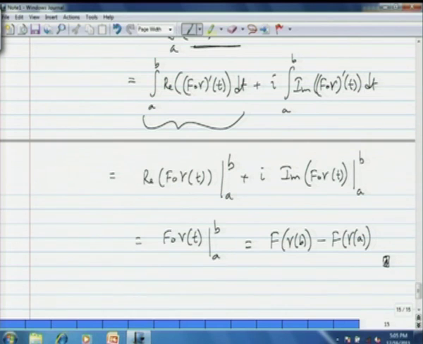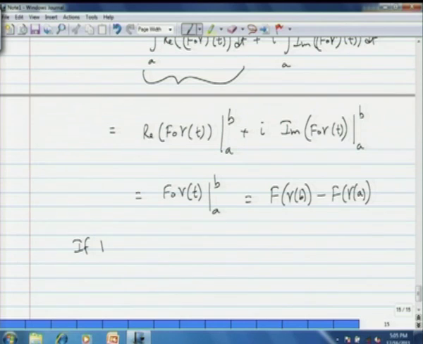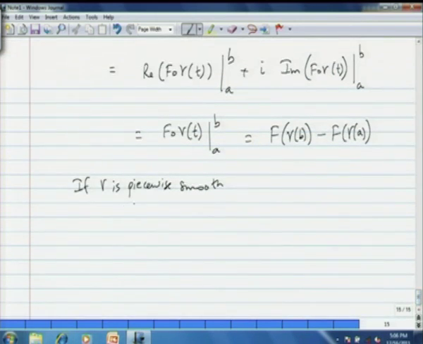Of course, when gamma is a closed curve, this difference is 0 because gamma of b is equal to gamma of a. Okay. If gamma is piecewise smooth, all you have to do is split this contour integration, like one of the properties in the lemma we have seen earlier.